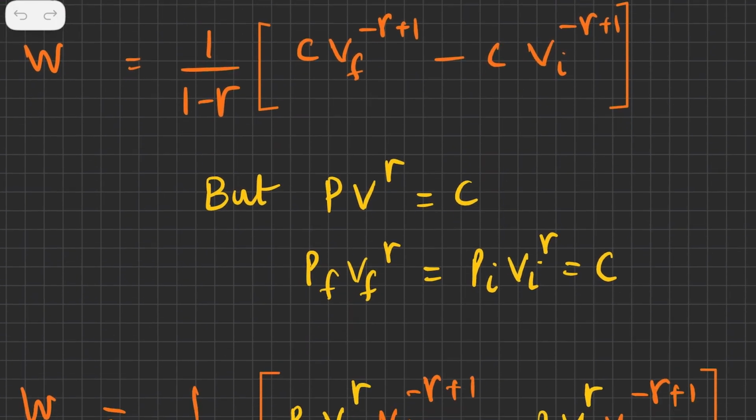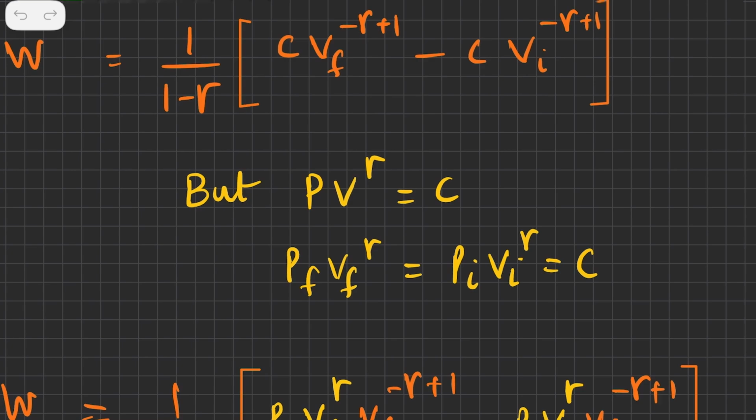Now there is a mathematical play over here. What you can see is PV raised to gamma is equal to constant. This is valid for an adiabatic process, and I have not proved it because it's not a part of this particular derivation. We are just using that equation.